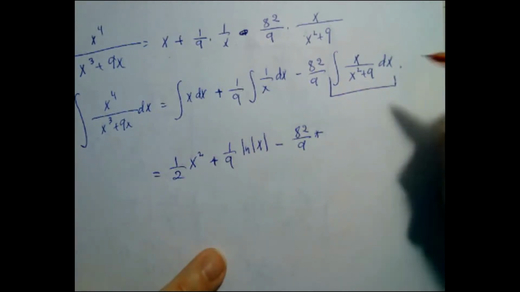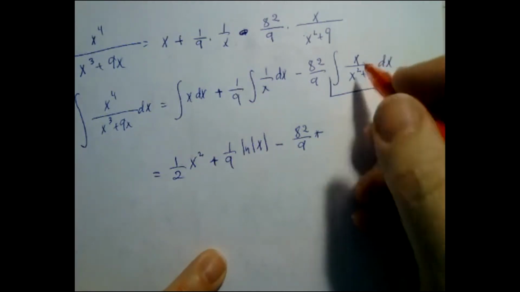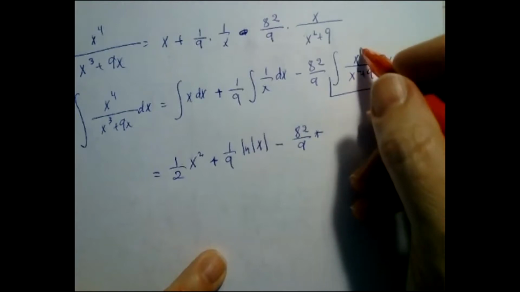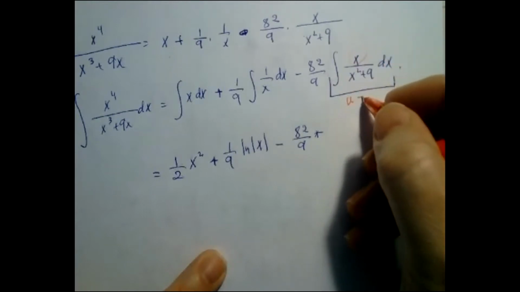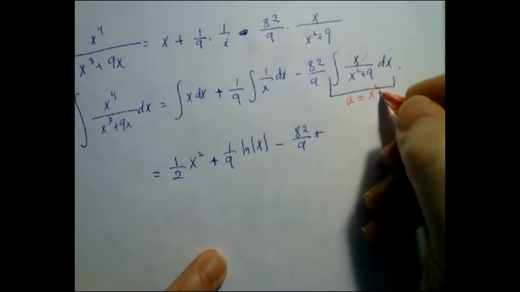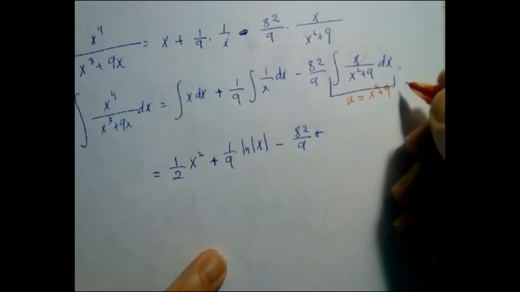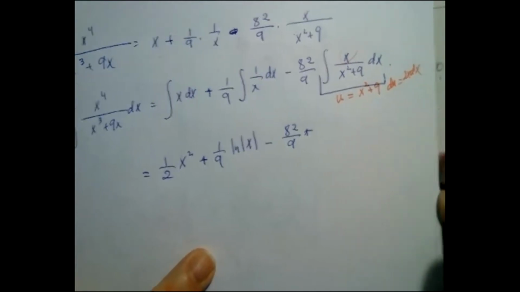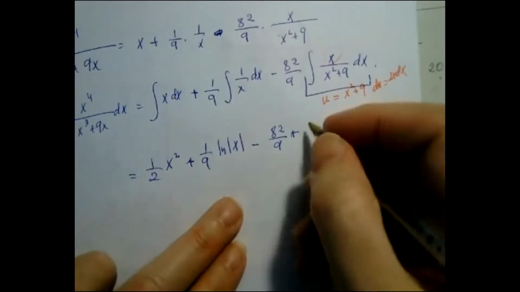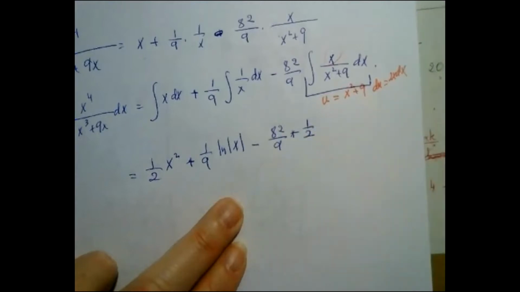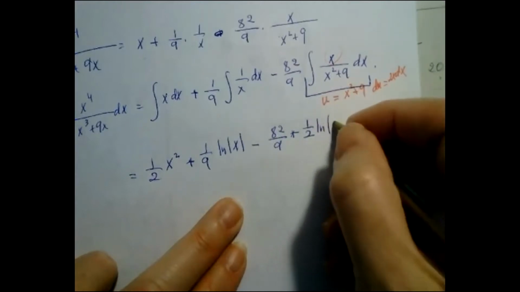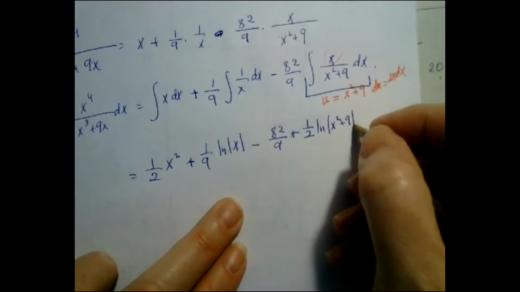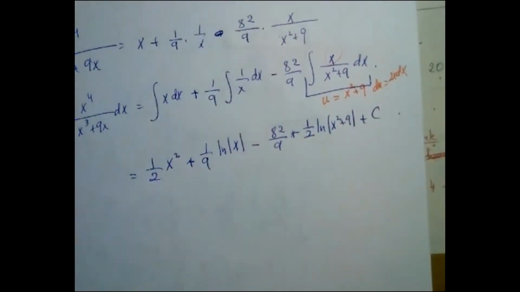the antiderivative of this. That's the typical u substitution because the derivative of x squared plus 9 is right here. So right there, I need to do substitution. u equals x squared plus 9. du will give me the dx. And I will end up with a half ln of x squared plus 9, plus C.